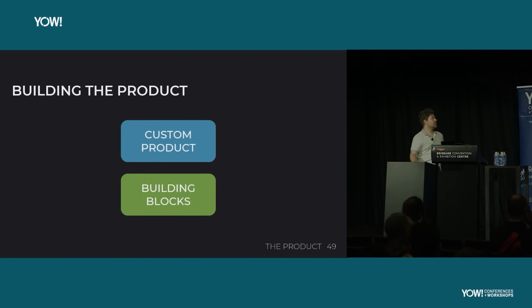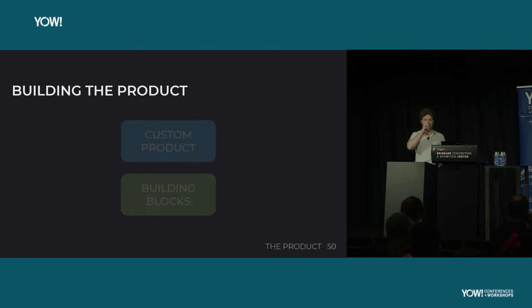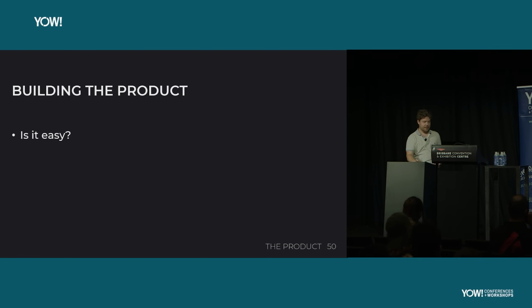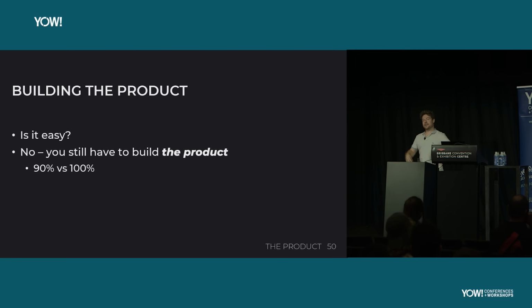Okay, so those are the building blocks that we've talked about. Let's talk about the actual product. How do we build this actual product on top of the building blocks? Does this mean it's easy to build because most of the work is done? Well, no, because we still have to build the product. The building blocks themselves just add everything around it, but not the actual product itself.